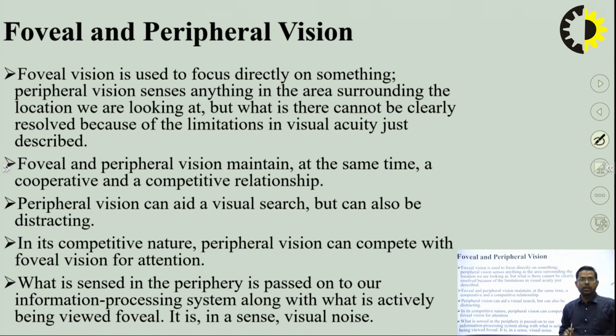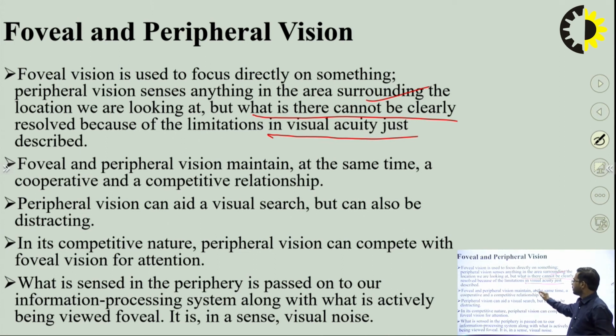Foveal and peripheral vision. Foveal vision is vision directly in your focus, and indirect vision is called peripheral vision. Foveal vision is used to focus directly on something, and peripheral vision is anything in the area surrounding foveal vision. What is there cannot be clearly resolved because of the limitations of visual quality. Our eye is focused on a particular place, which is the foveal vision, and if the eye switches to another position, the previous focus becomes peripheral vision.